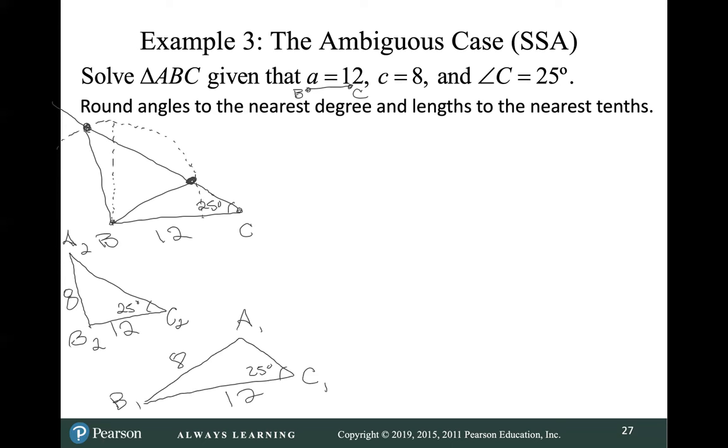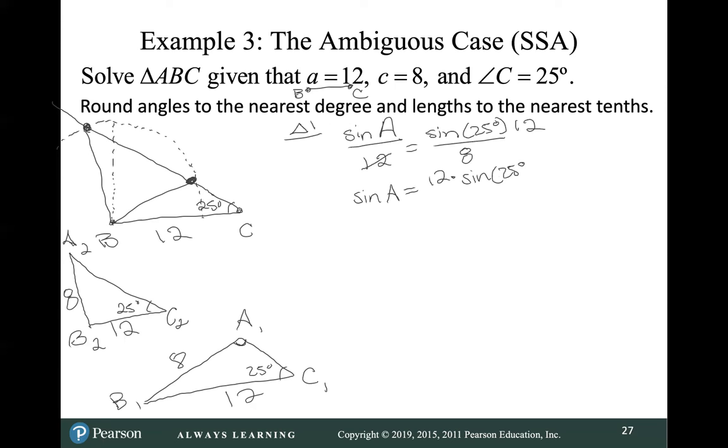Okay. So first I'm going to start out with, I know side A and side C. So let's find our missing angle A. This is triangle 1. I'm looking for the angle, so I'm going to put sine of angle A divided by side A equals sine of angle C divided by side length C. So then I have sine of angle A equals, multiply by 12 on both sides, 12 times sine of 25 degrees divided by 8. And it says round angles to the nearest degree and lengths to the nearest tenths.